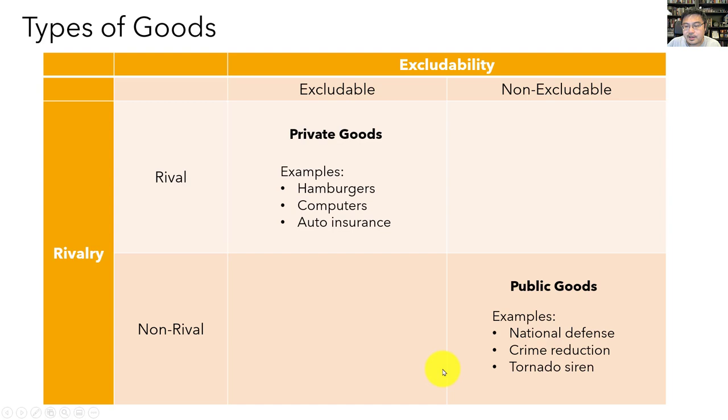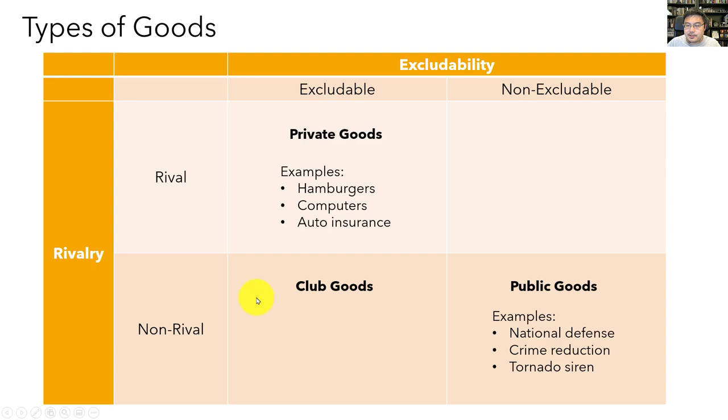Okay, and if a good is non-rival but excludable, then we call that good a club good. Club goods are easily traded in markets because, because of the excludability, producers can stop consumers who aren't willing to pay from enjoying the good. But club goods do behave somewhat differently from private goods because once a club good is produced, many people can enjoy it at the same time with no additional cost. And we'll discuss this feature of club goods later when we talk about monopolies.